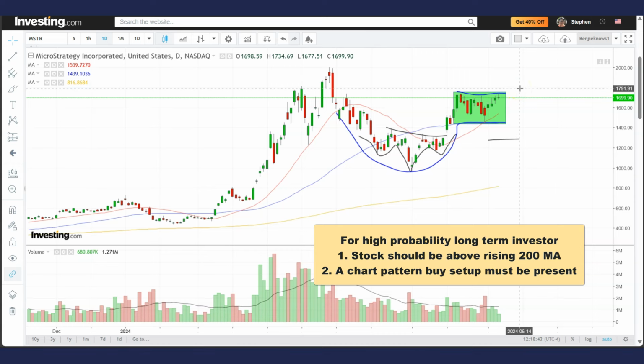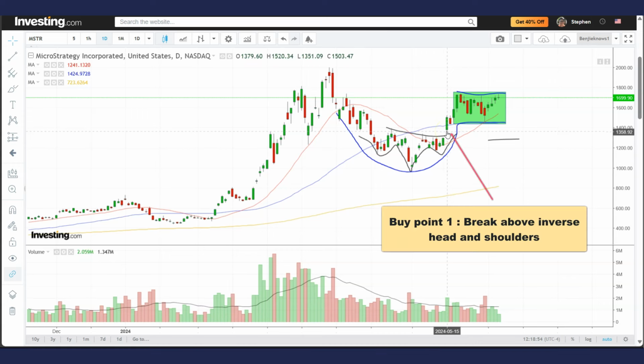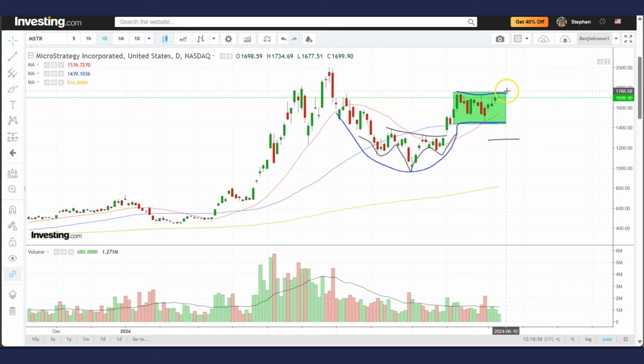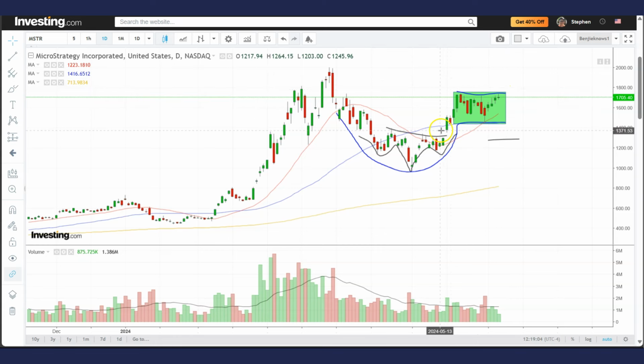The second thing that, as a longer-term investor or trader, we need to focus on is a buy point. One of the buy points is here, as it broke above the inverse head and shoulders. Here is a buy point, and the next buy point is here, where the breakout above the cup with handle happened. So we have two chances for long-term investors to buy this stock.